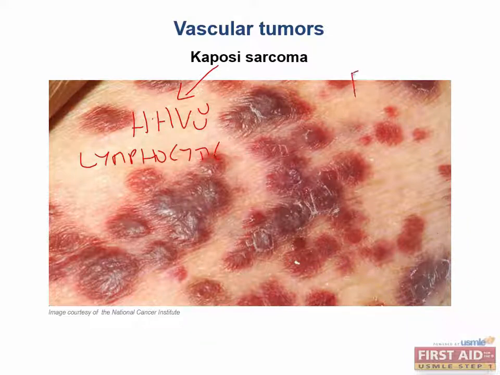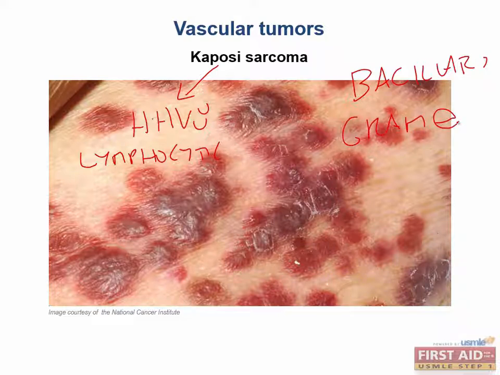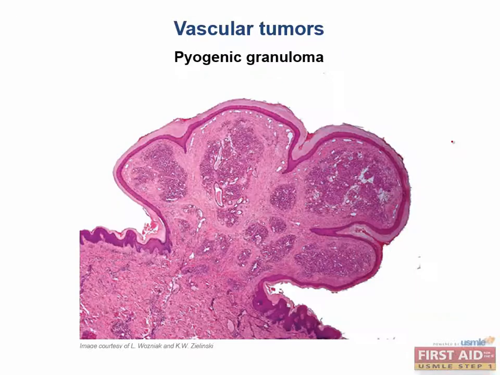But in bacillary angiomatosis, we know it's due to what? It's due to Bartonella henselae. This is a gram-negative bacteria. We don't need T cells to get rid of bacteria. There's going to be a very strong neutrophilic infiltrate.